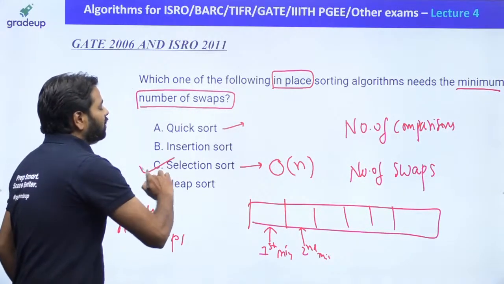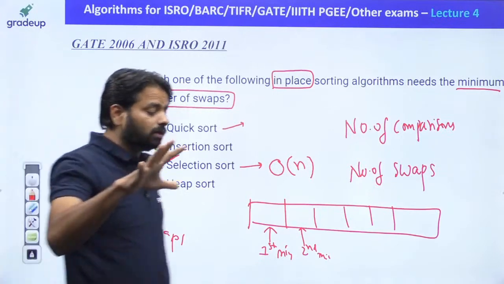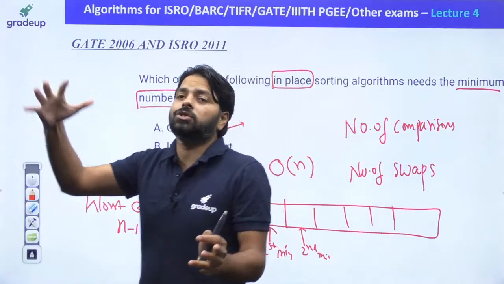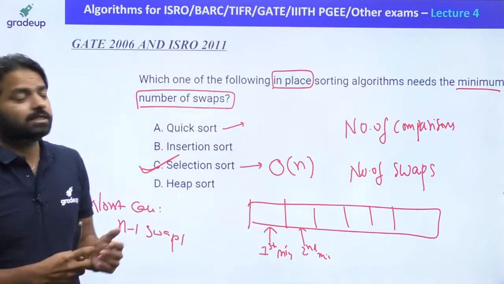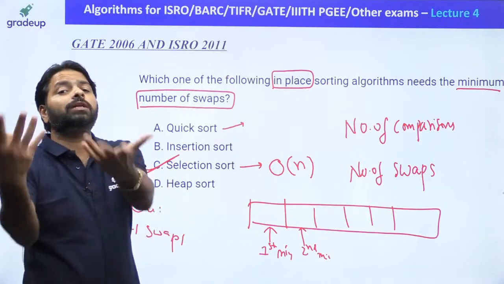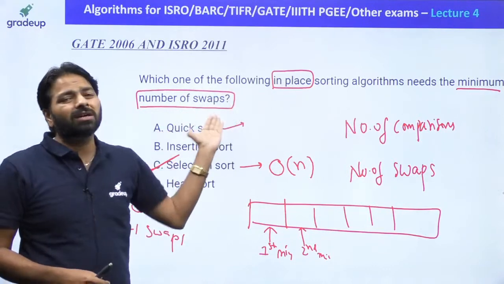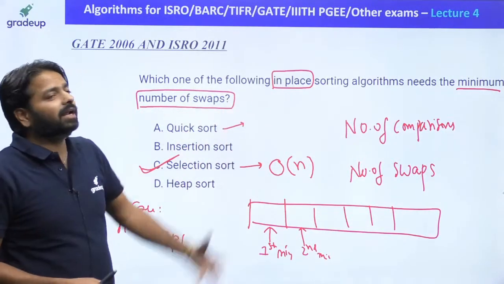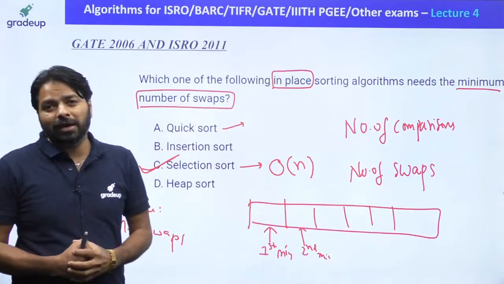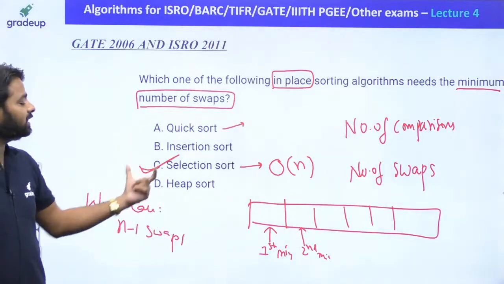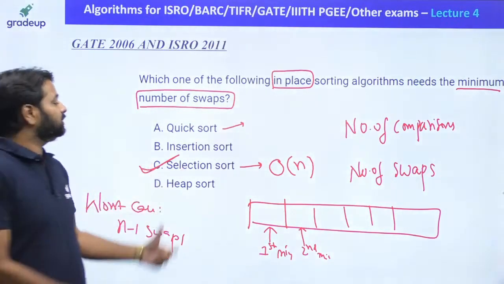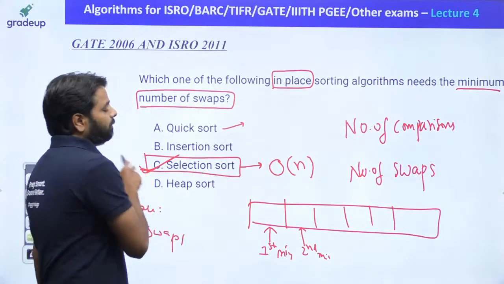That is a selection sort only. Insertion sort takes less time when the elements are already in sorted order. Yes, insertion sort can do that, but only if the elements are in sorted order. But did I say anything about sorted order? No, right? In general, which in-place algorithm needs the minimum number of swaps? In the worst case, selection sort takes n minus 1 swaps. So this is the best one.